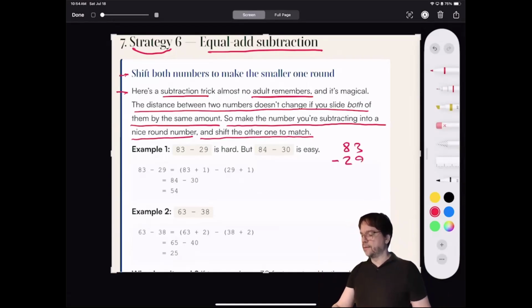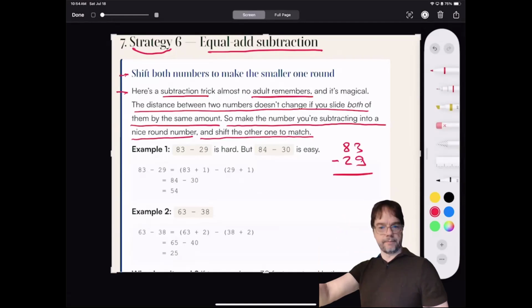83 minus 29. Please do it on your paper. 83 minus 29. Go ahead.